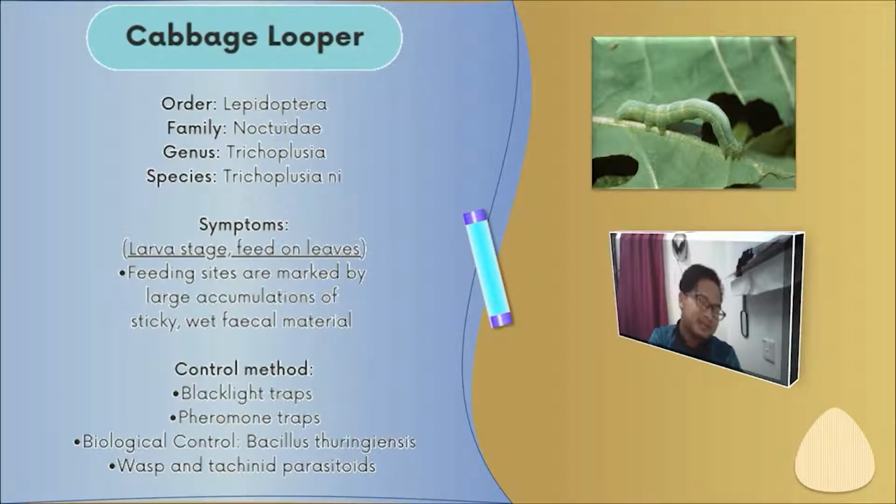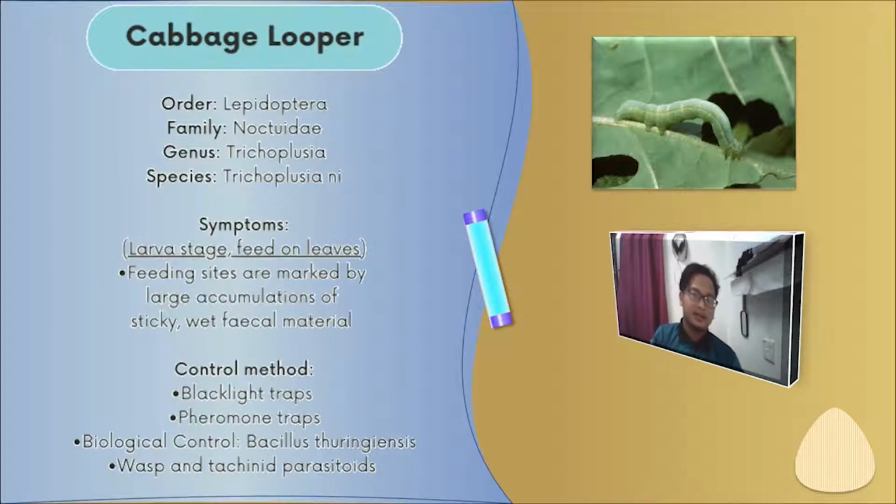Hi, my name is Abdul Rahman Mizabri, and I'm going to talk about the next pest of cabbage. The next pest species of cabbage is the cabbage looper. Let's learn about the taxonomy of the cabbage looper. Cabbage looper is from the Lepidoptera order, from the family Noctuidae. The genus is Trichoplusia, and the species of this cabbage looper is Trichoplusia ni.